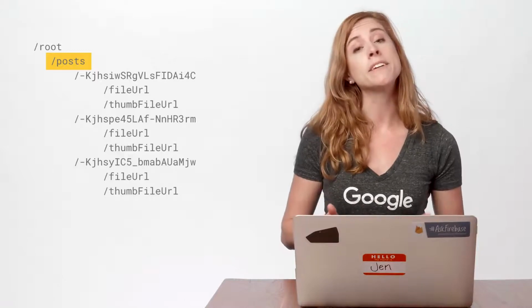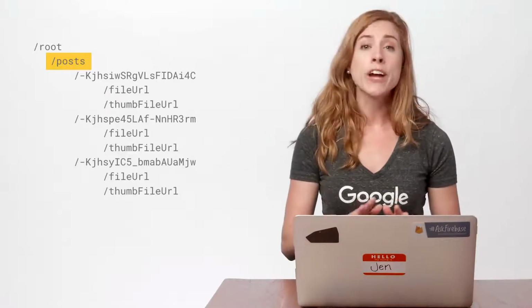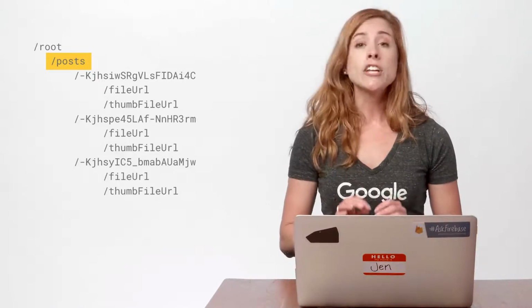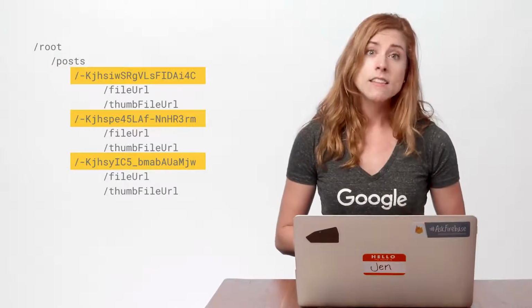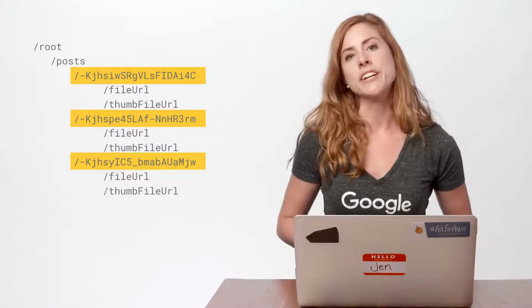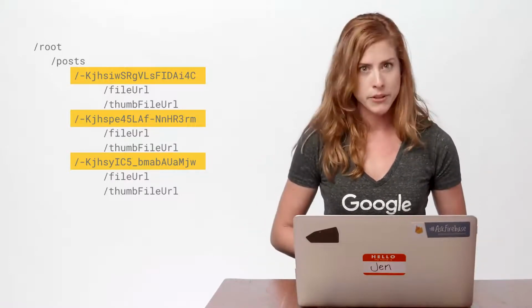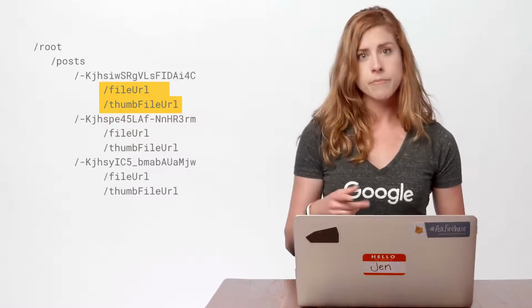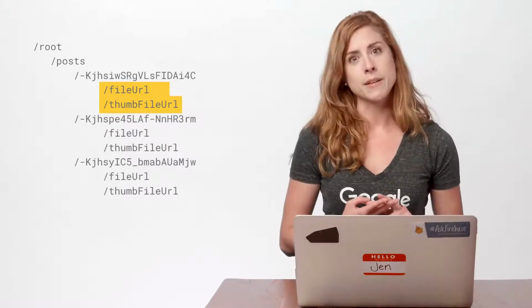The structure of my database is like this. I have a child called posts that contains all of the images users post. Each post has a push ID as a key. This allows me to order by key when I query so that I can show the newest photos at the top of the grid. Then the value of the push ID is two key value pairs, one for the original image and one for the thumbnail.